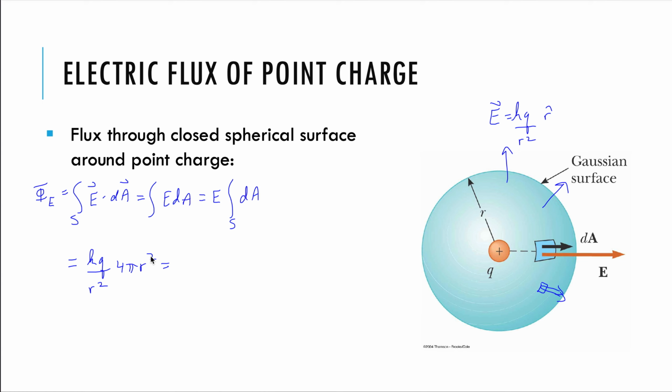Now we can simplify. Coulomb's constant times the charge times 4 pi. The r squareds cancel out. And if we remember that 1 over 4 pi k_e is the permittivity of free space, we can rewrite this as q over the permittivity of free space. So that is the result here for the flux through a spherical surface that is surrounding a point charge. This is going to help us arrive at Gauss's law really soon.